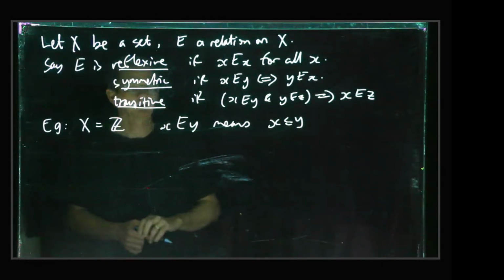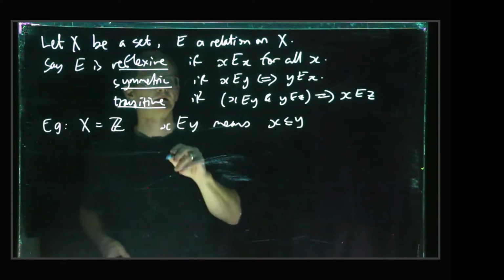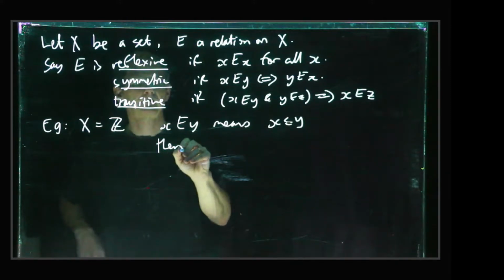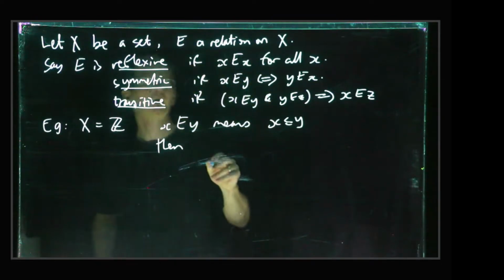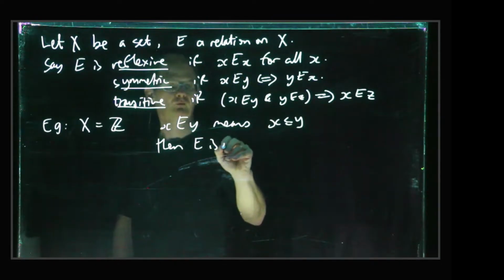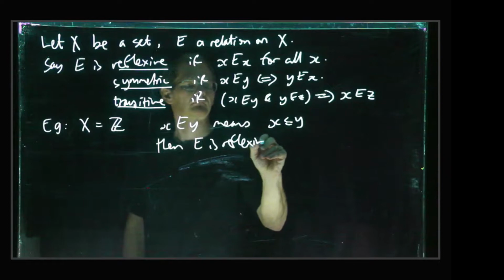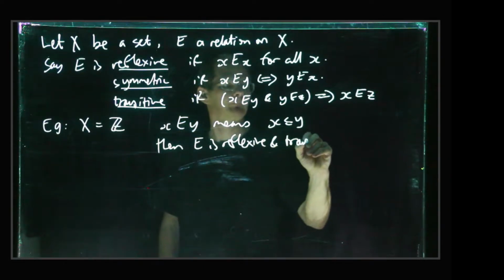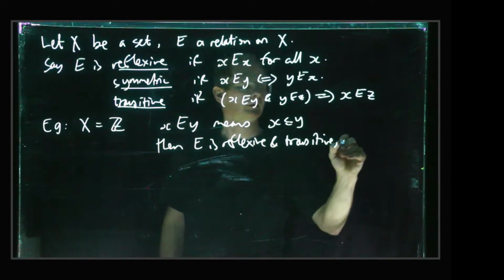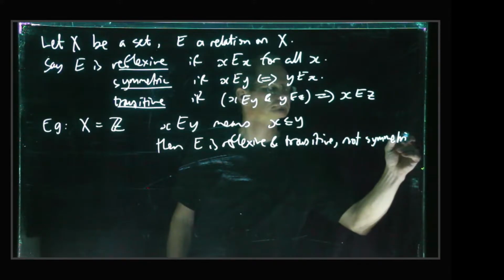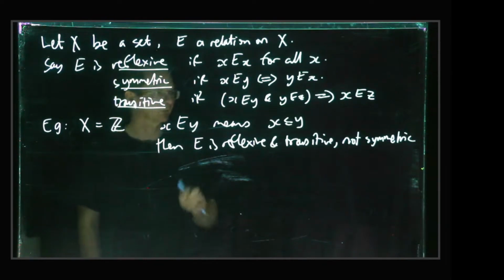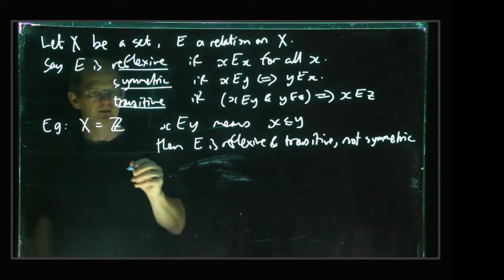For example, if we look at the integers, then we could have the order relation. xEy means x less than or equal to y, then E is reflexive and transitive, but not symmetric, because x less than or equal to y is not the same as y less than or equal to x.